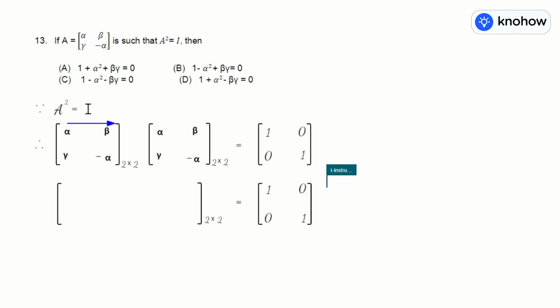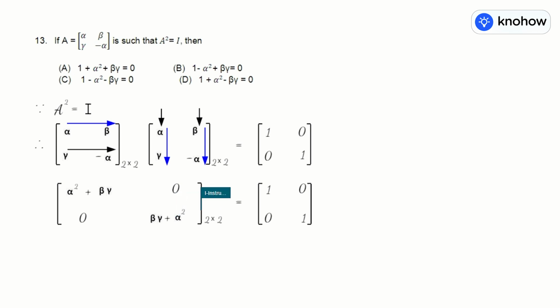Now multiplying, you multiply row to column, so you have alpha square plus beta gamma, multiplying to the second column, you get alpha beta minus alpha beta, so you get 0. And now continue the same with the second column, you get alpha gamma minus alpha gamma, that is 0, and multiplying to the second column, you get beta gamma, minus minus plus alpha square.